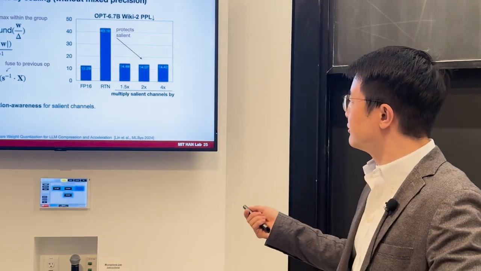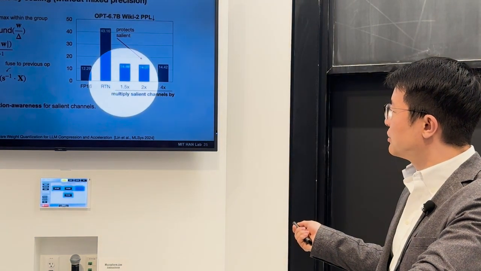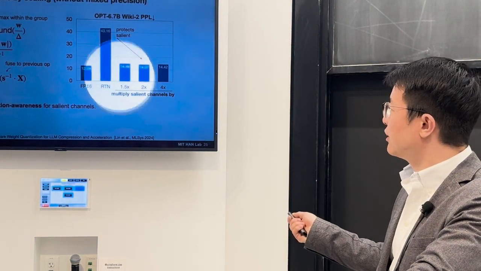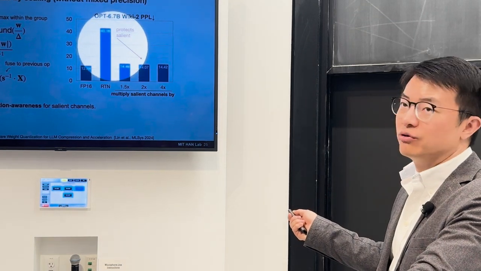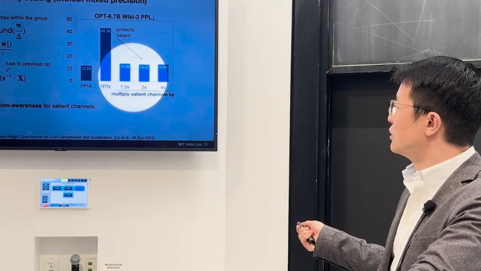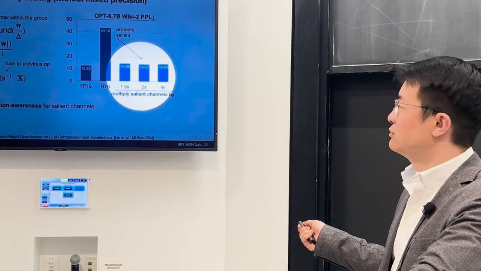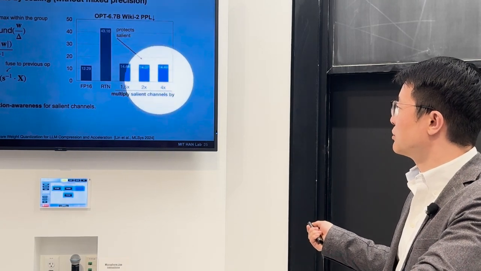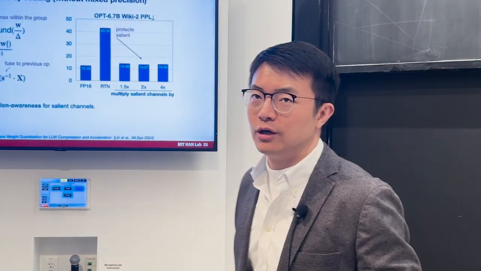That's actually super effective. If we multiply the salient channel by 1.5, the perplexity is reduced from 43 to 14. Multiply the salient channel by 2, reduced to 14. Multiply by 4, 14.4. So this is a very interesting observation. You don't need to keep it in FP16. You only need to scale up if a channel is salient.